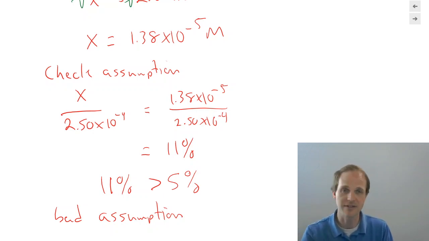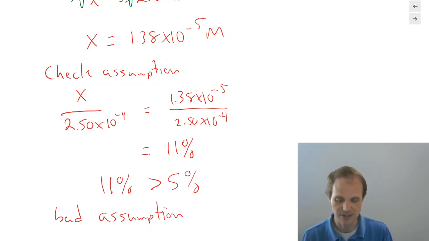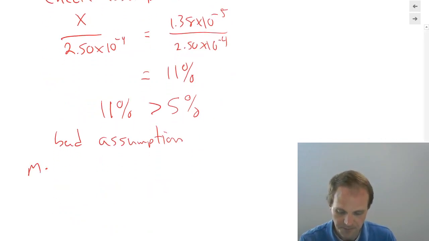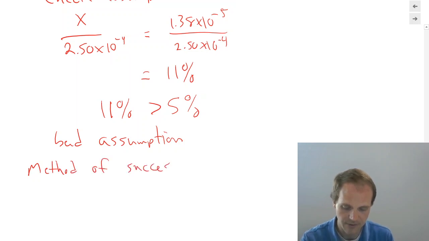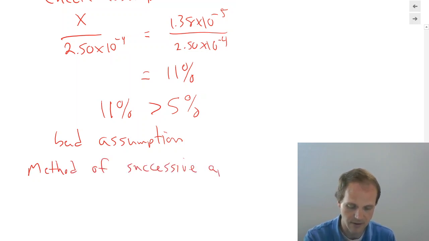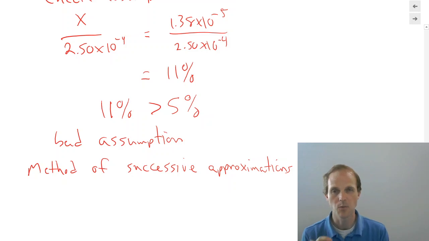Again, this one we could solve exactly by telling a computer to solve it for us. The other is what people call the method of successive approximations, is what we're going to use next. And you're going to have to use this method as well. If you find you get a bad assumption, we're going to do the next step, which is to try to make our assumption better.